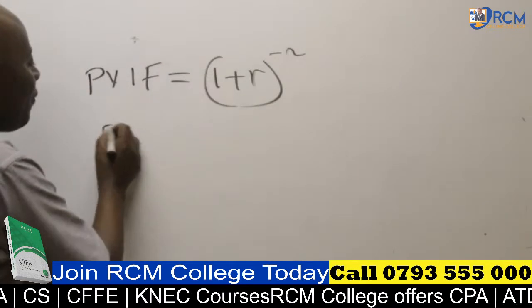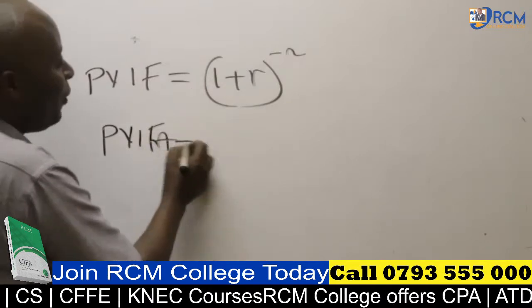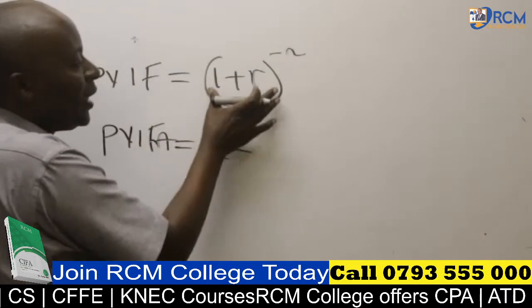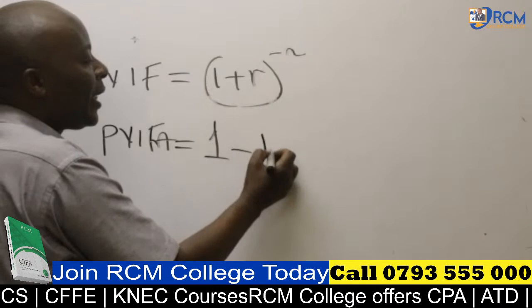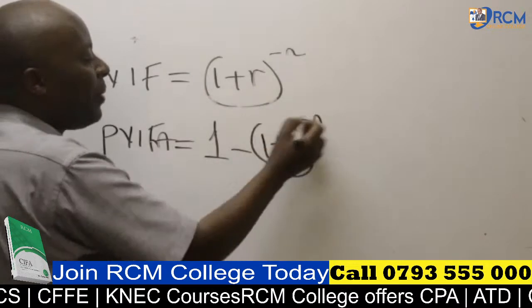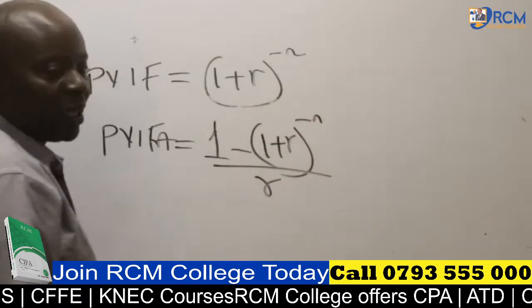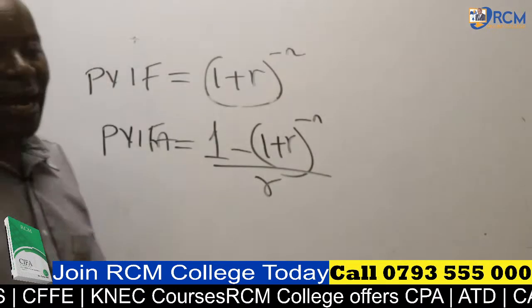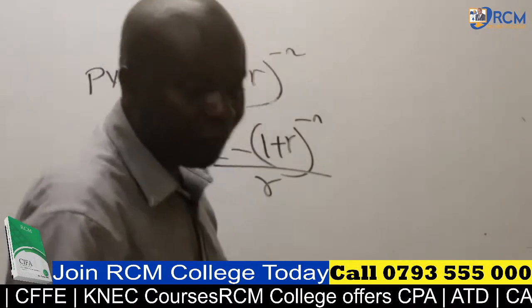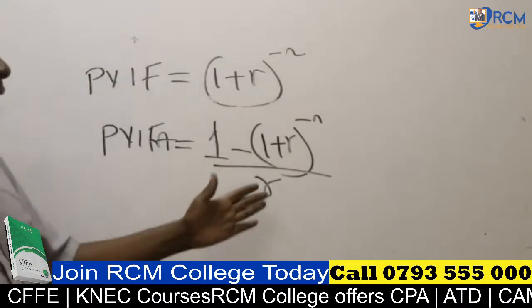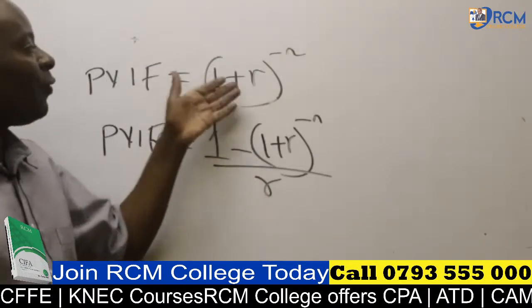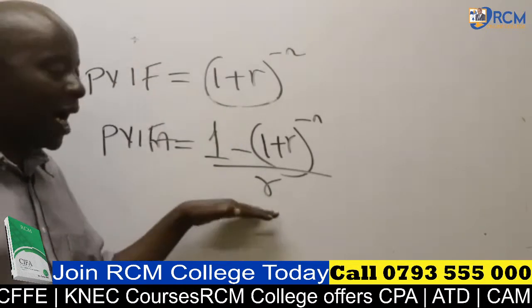How about PVIFA? PVIFA will be 1 minus the smaller formula, divided by what here, somebody? Divided by R. 1 minus the PVIF formula, divided by R.